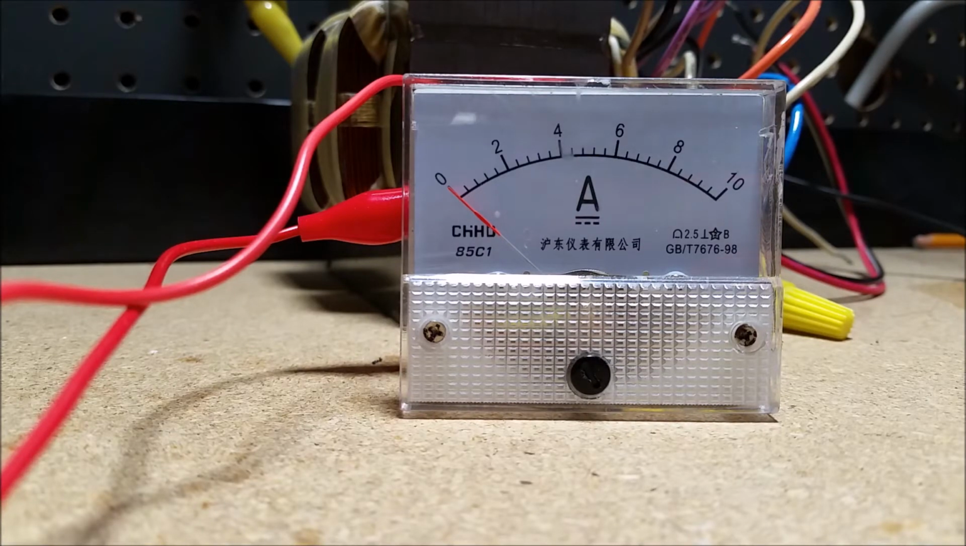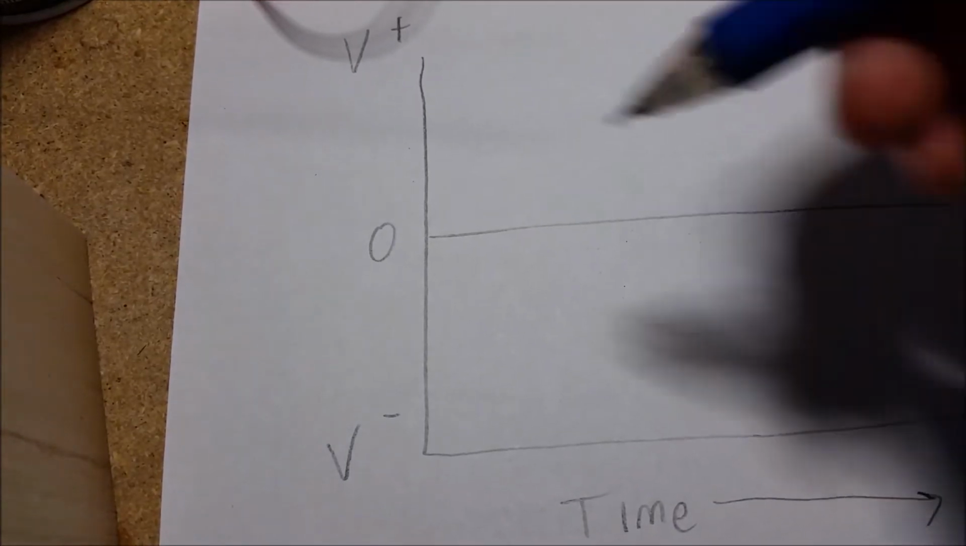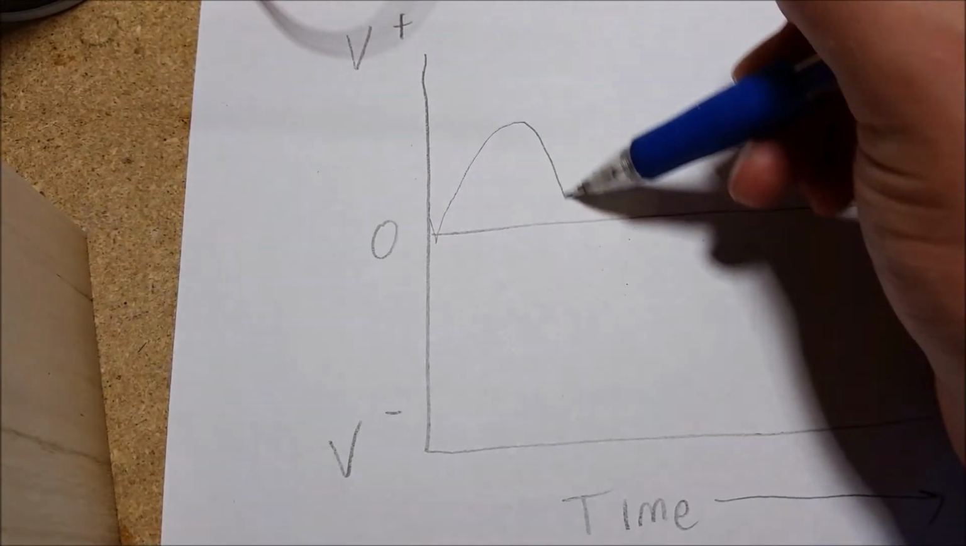Alternating current, on the other hand, changes direction periodically, and so if you spin an AC generator, you can watch the ammeter change. Typical AC sources like generators create sine waves, and so if you graph their voltage, they would look like this.